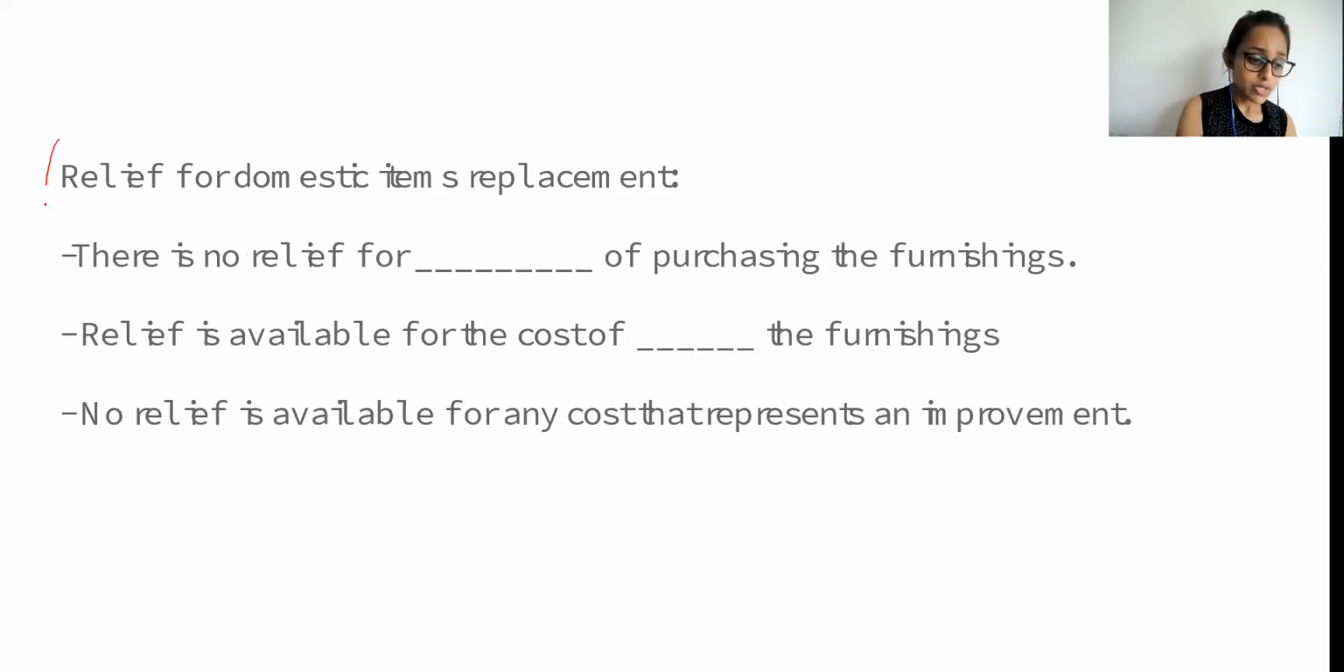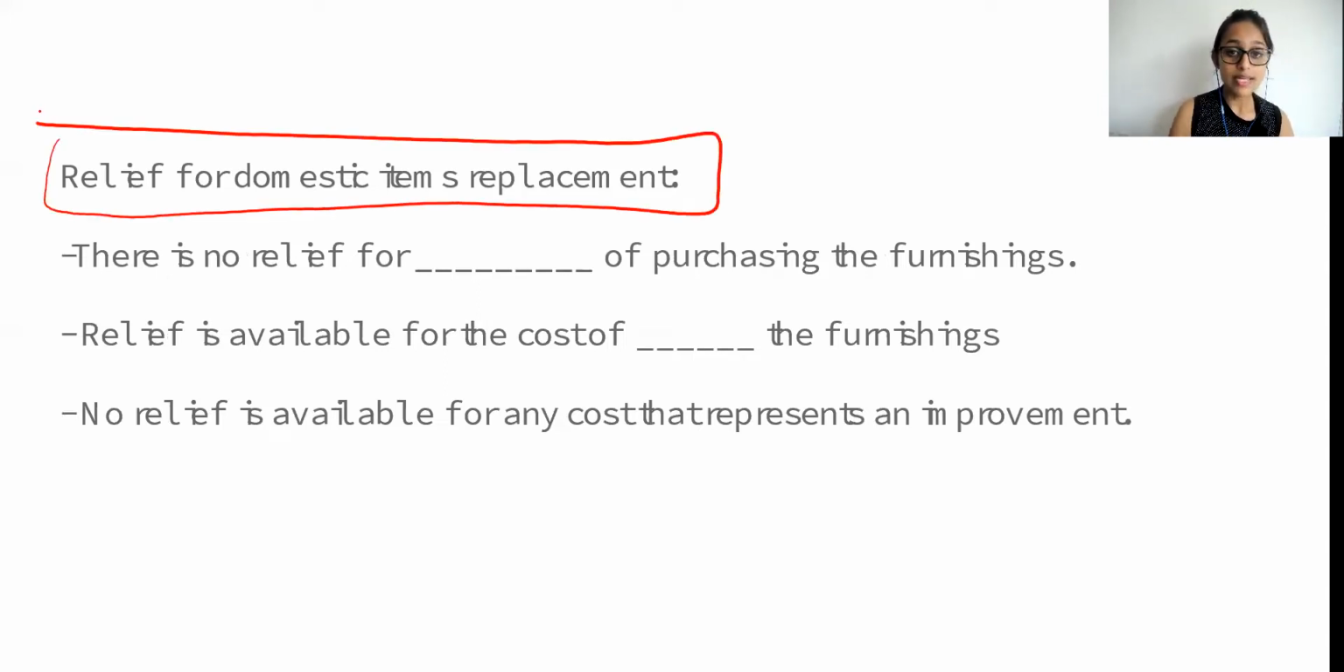Now we saw that capital expenditure is not allowed, but the only case is when it is a domestic items replacement expenditure. That is, when you're buying some furniture for your property, it is actually a capital expenditure, but if it is replacement, then you will get relief. So let's take a look at the points there. It says there is no relief available for purchasing the furnishings, the initial cost. Relief is available for the cost of replacing the furnishings.